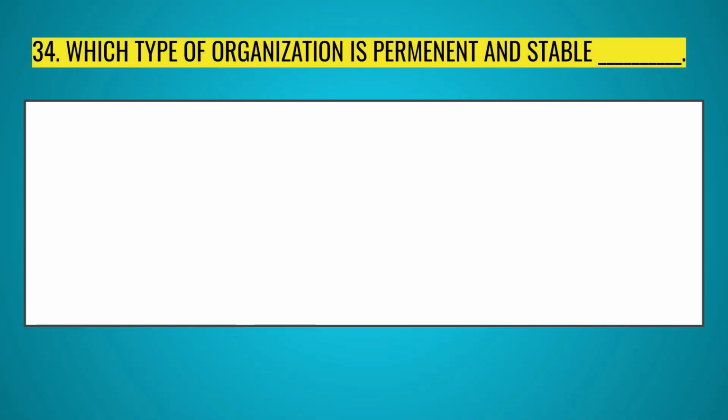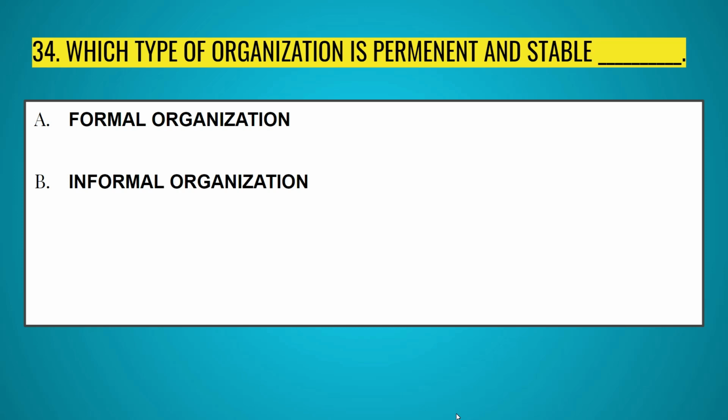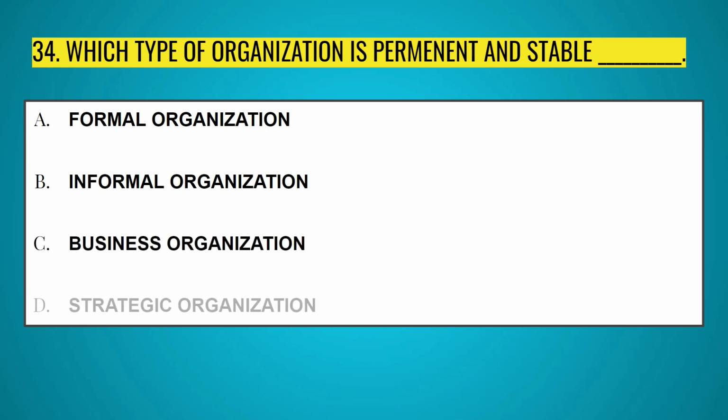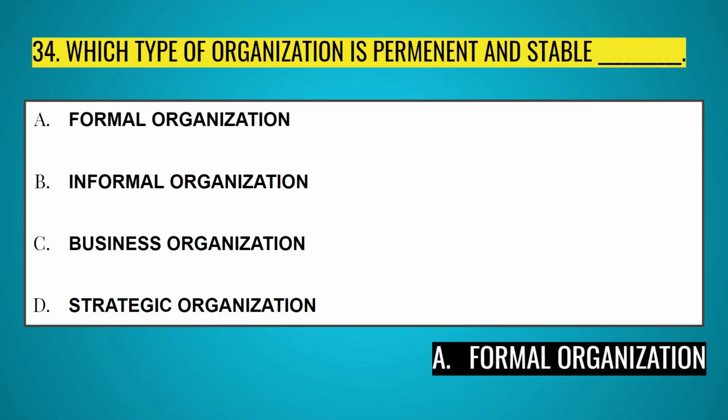34. Which type of organization is permanent and stable? Option A. Formal organization. Option B. Informal organization. Option C. Business or organization. Option D. Strategic organization. The answer is option A. Formal organization.